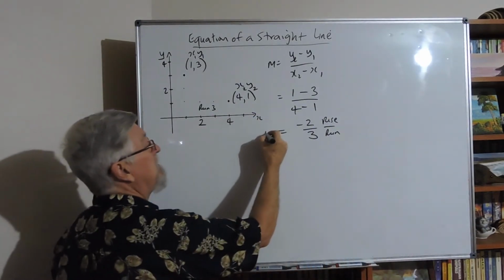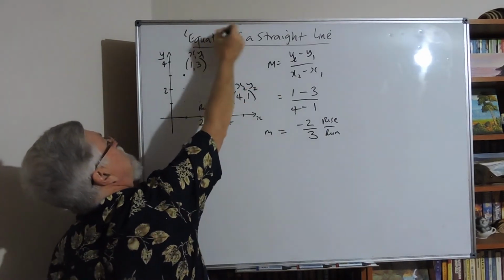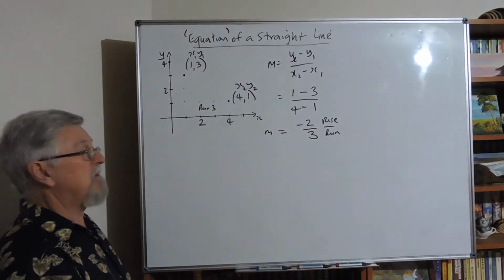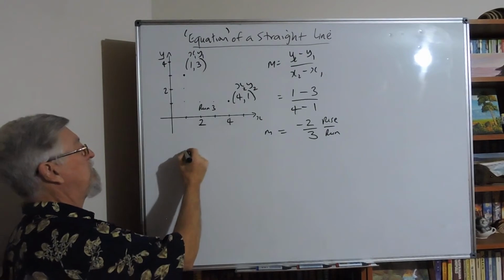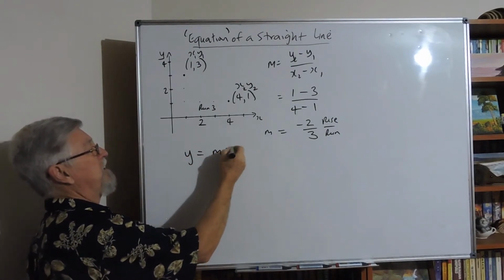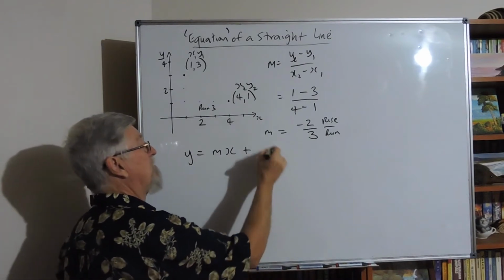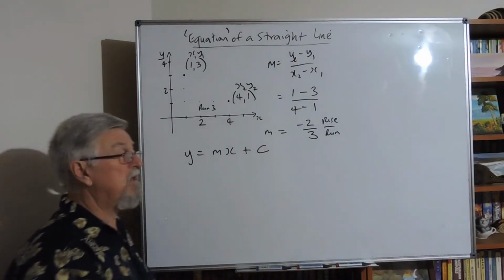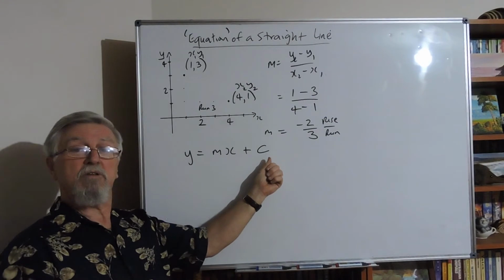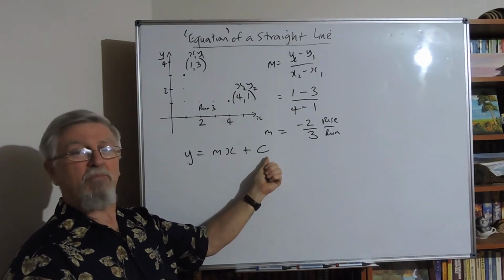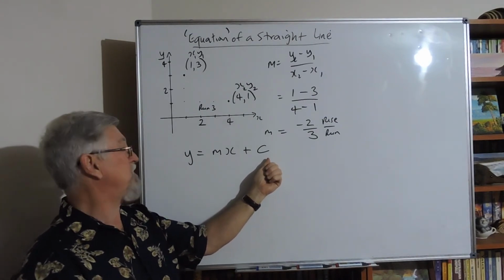Now when we talk about the equation of a straight line, there's one basic formula, and the formula is y equals the gradient x plus, now some people write c, some people write b, I'm going to write c at the moment. Some people write c for constant, so it depends on when the equations get more complicated, there might be other letters that people use.